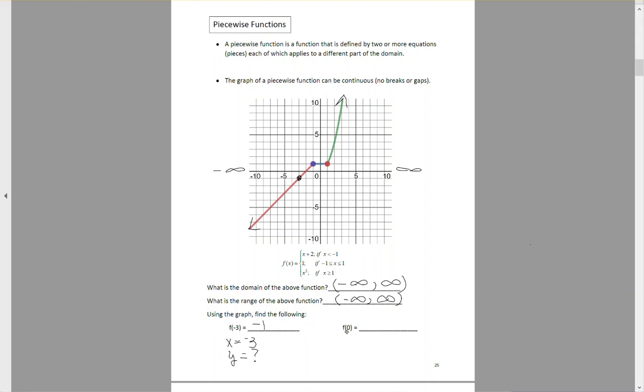So I come over here to f of 0. So when x is 0, when the input is 0, what's the output? Or what's your y value? So when x is 0, this y value here is +1. So this also means that the point (-3, -1) is on the graph, and the point (0, 1) is on your graph.